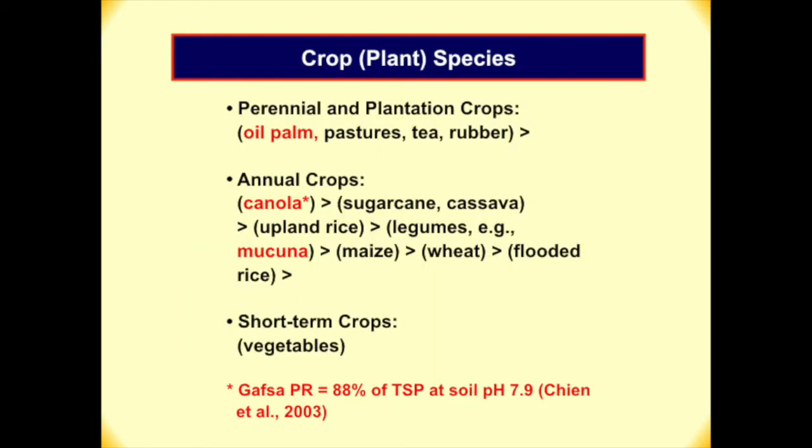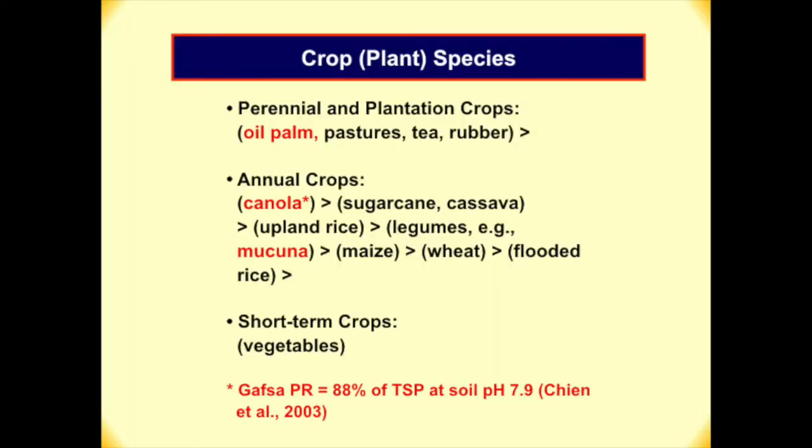The crop species can affect the phosphate rock. So if you compare the perennial and the plantation crops such as oil palm, pasture, tea, rubber versus annual crops, the canola and mucuna. And short-term crops, vegetable, of course, is not so effective. The gypsum phosphate rock that I was the first one to report, the gypsum rock is almost 88% as good as TSP, at a soil pH 7.9.